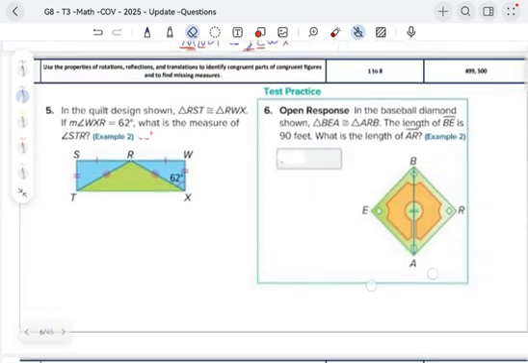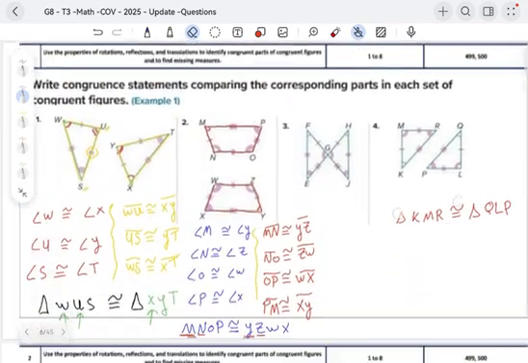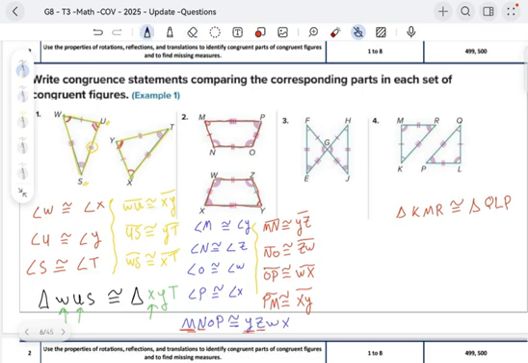Okay. I will write here for question number 3, the final answer. Triangle FGE is congruent to triangle HGJ.